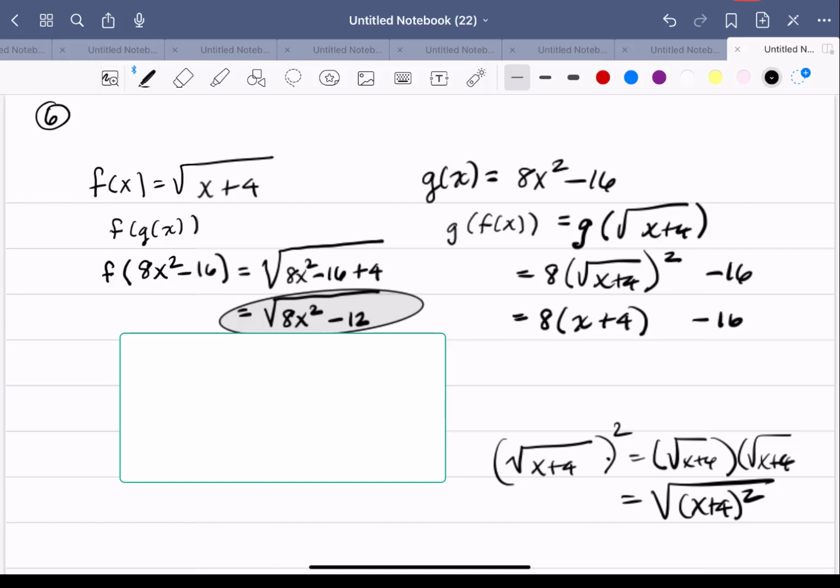So what do you square to get x plus 4 squared? You square x plus 4. So, simple rule, when you square a square root, you're going to get what's inside. Simplifying, 8x plus 32 minus 16 gives me 8x plus 16. And that is my g of f of x.